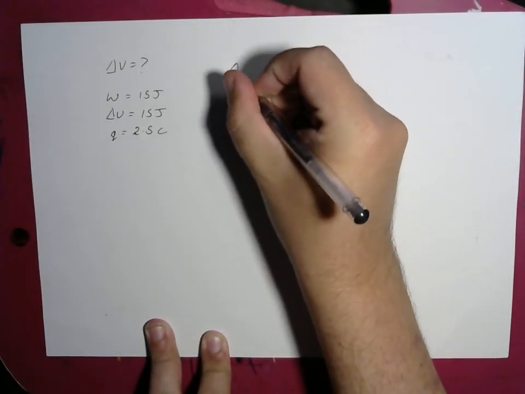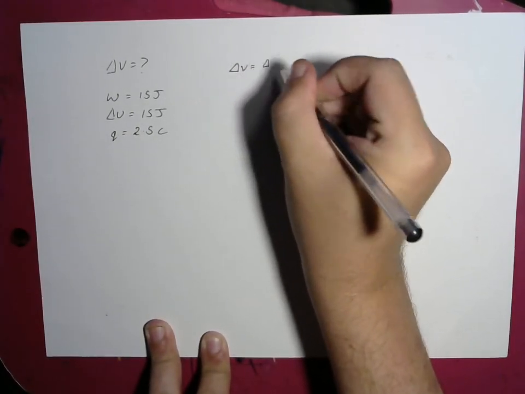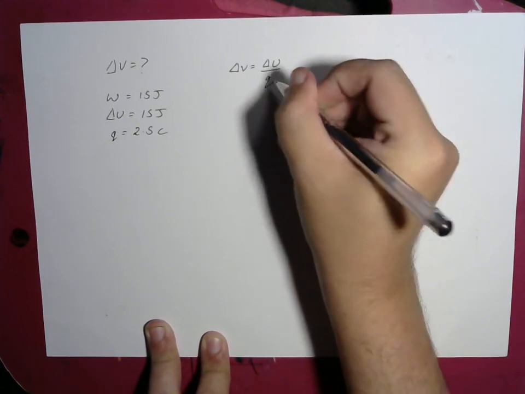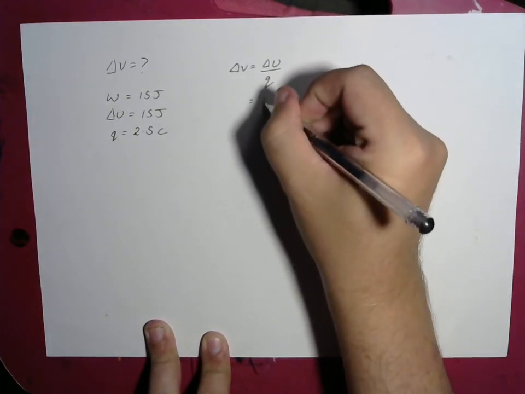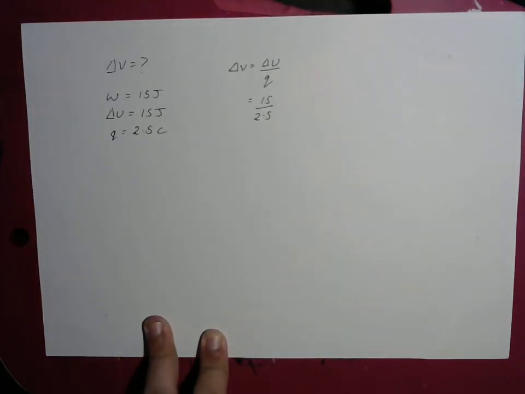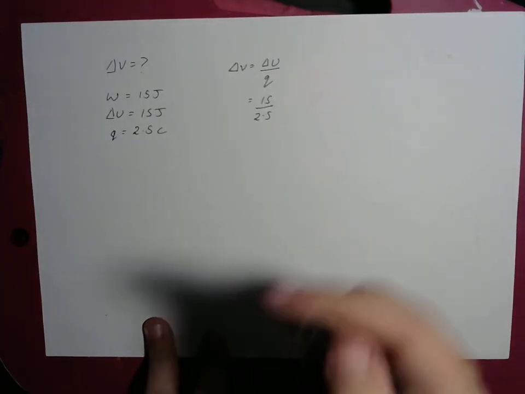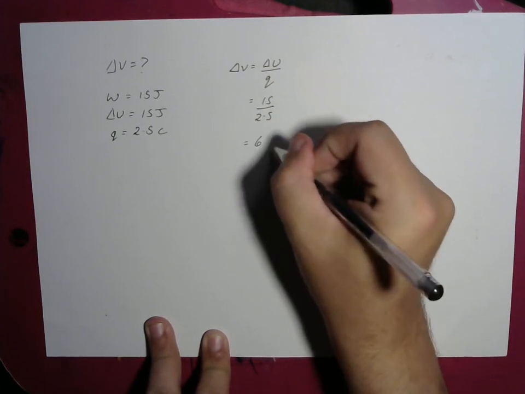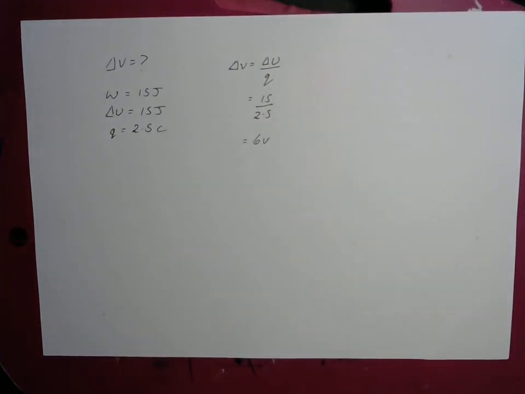Let's put in our formula. Delta V equals change in U over Q equals 15 over 2.5, and 2.5 times 2 is equal to 5, so times the ratio, that will be equal to 6 volts. So a 6 volt battery would be spending 15 joules of energy to move 2.5 coulomb across its potential difference. Remember, we could go and apply this to our other things as well.